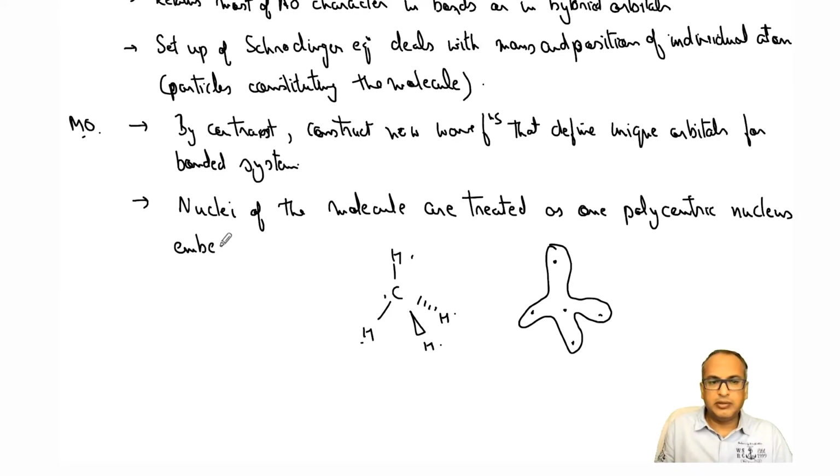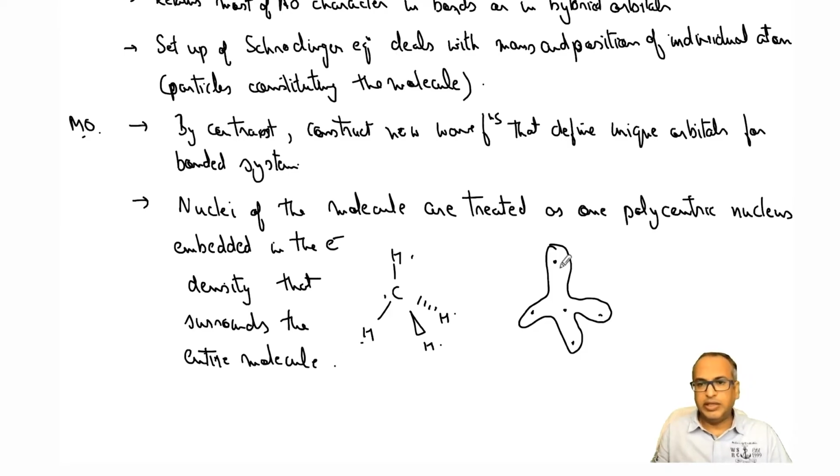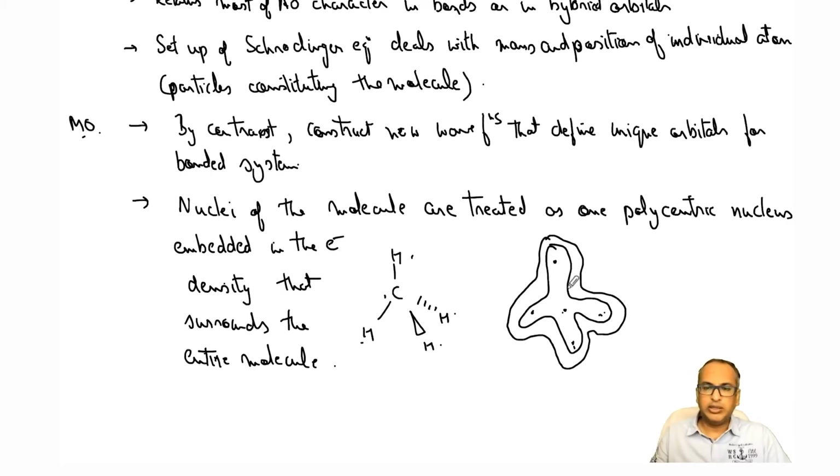It is one polycentric nucleus embedded in the electron density that surrounds the entire molecule. So if these are the charged areas of a polycentric nucleus, then this is also embedded in an electron density that surrounds the entire molecule. So look at the bonding description, which is different from valence bond.